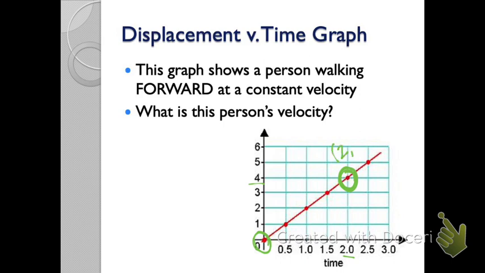2, 4. Right? My x is 2, my y is 4. What's the coordinates of my first point? 0, 0. So now when I go to calculate the slope of this line, we said our slope formula is rise over run, or we can calculate it with y2 minus y1 over x2 minus x1.